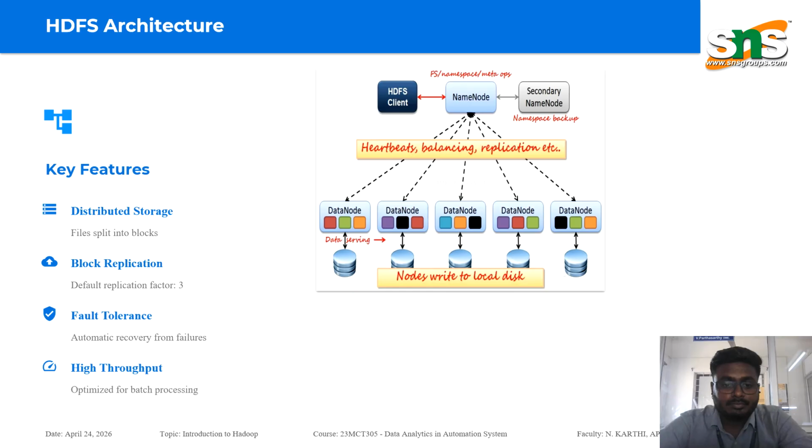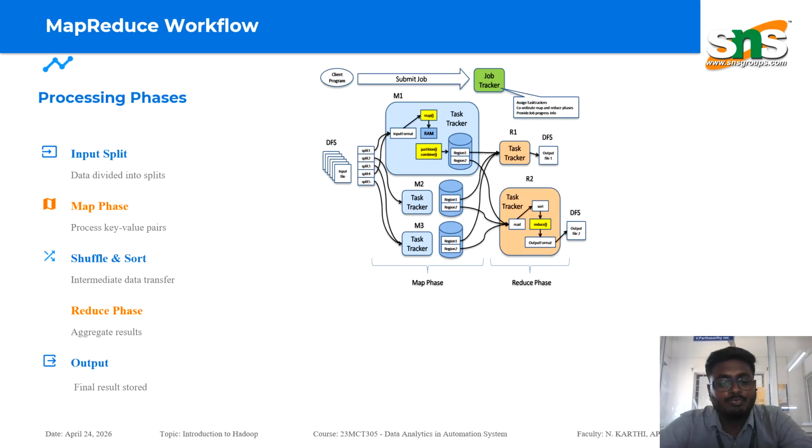Followed by the MapReduce workflow. Let's look at the workflow of MapReduce. The process starts with input splitting, where large data is divided into smaller chunks. Then comes the map phase, in which each chunk is processed and converted into key value pairs. Next is shuffle and sort, where intermediate data is transferred and organized. Finally, the reduce phase aggregates the result and produces the final output, which is stored in the system. This step-by-step distributed processing is what makes Hadoop efficient for large-scale analytics.